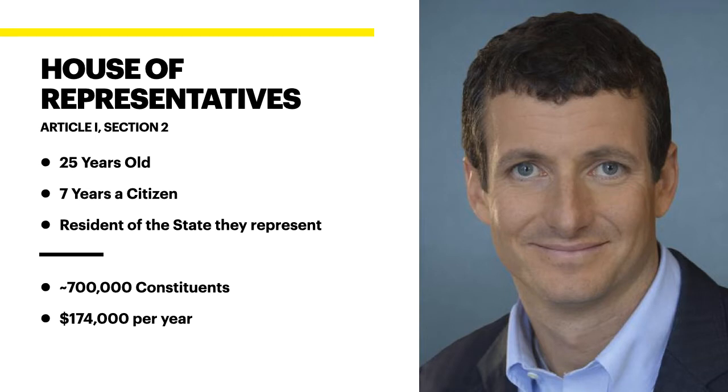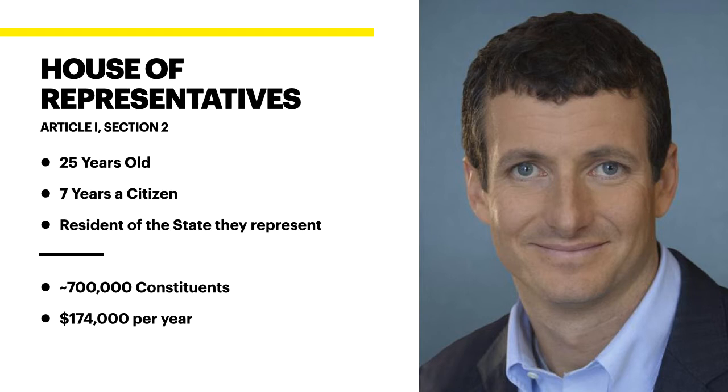The House of Representatives is all set up in Article 1, Section 2. This is Trey Hollingsworth. He is our representative. You have to be 25 years old to be a representative in Congress. You have to have been a citizen of the United States for 7 years, and you have to reside in the state you represent. And so if you fill those qualifications and you can get yourself elected, then you can be a member of the House of Representatives.